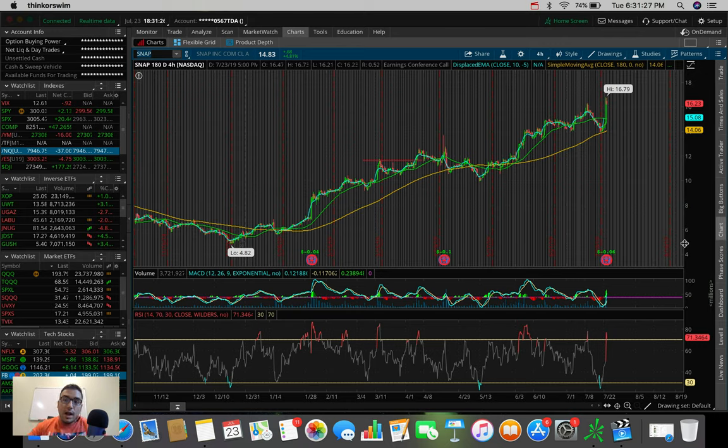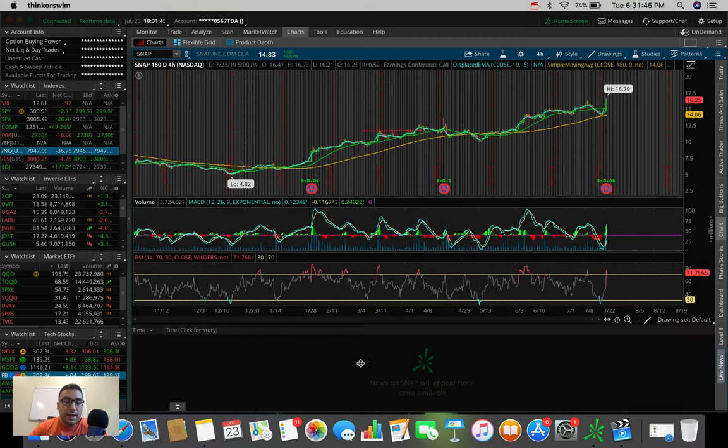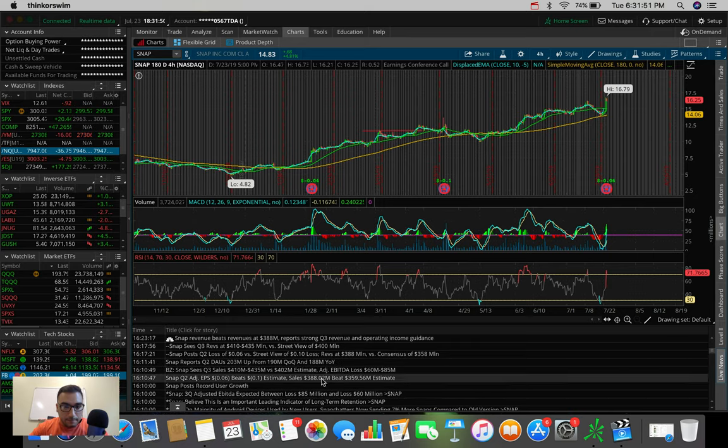But at this point, I'm looking to see if we see a bit of a pullback, maybe some profit takers. If we start to push down, maybe back down to, let's say, $16, $15.50, maybe $15 flat, this could be an interesting entry point, especially if the RSI gets a bit more healthy. And again, they did report earnings, so let's take a look and see what they did end up reporting.